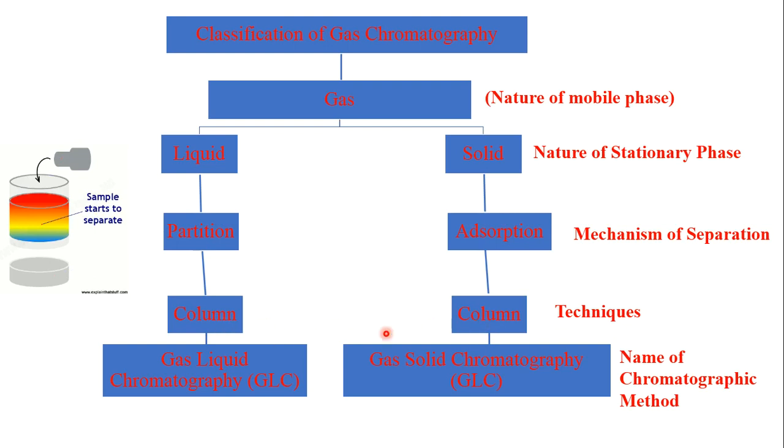In both types of chromatography, the column technique is used, meaning these separations take place inside columns. This type of chromatography is called GLC, and this second type is GSC. These are the names of chromatographic methods. In our course, in our syllabus, this is included, meaning we are to study GLC.